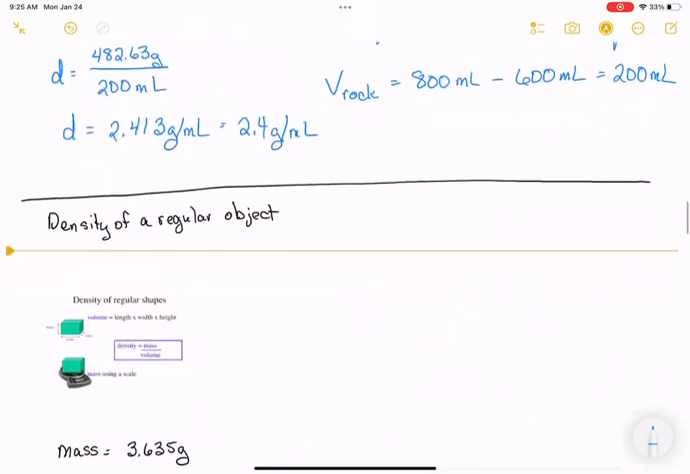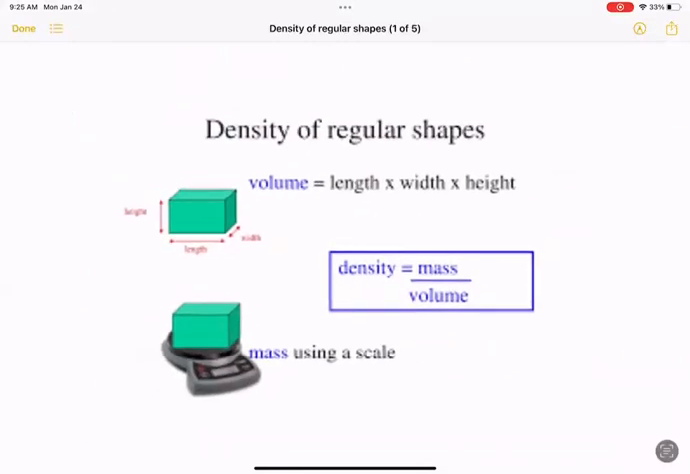Okay, let's talk about the density of a regular object. When you're working with the density of a regular object, you obtain the mass the exact same way. You place it on a scale and get the reading. But when you're dealing with a regular object, the volume is determined using geometry. In the upcoming lab, you'll specifically be using the geometry for a cylinder. So again, the mass is determined the same, but for the volume, you'll use geometry.